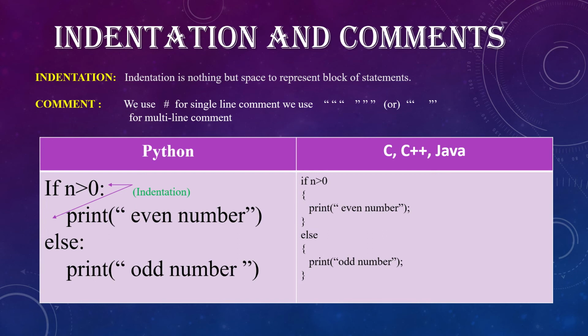In Python, if we use a colon at the end of the code line and press enter to go to the next line, it by default leaves 4 spaces. It is an indentation to represent the block of code. Whereas in other programming languages like C, C++, Java, we use brackets to represent the block of code. So there, no need to leave spaces. But in Python, indentation is very important.